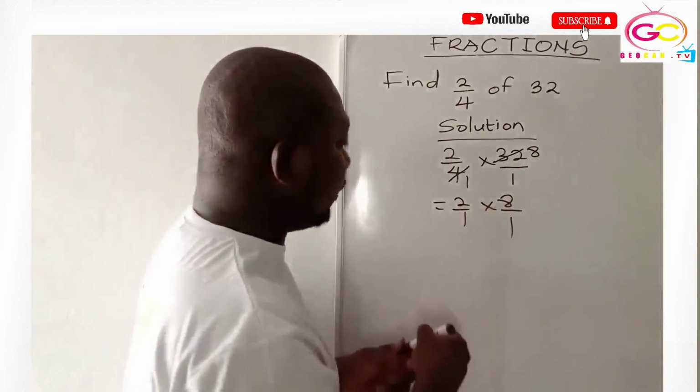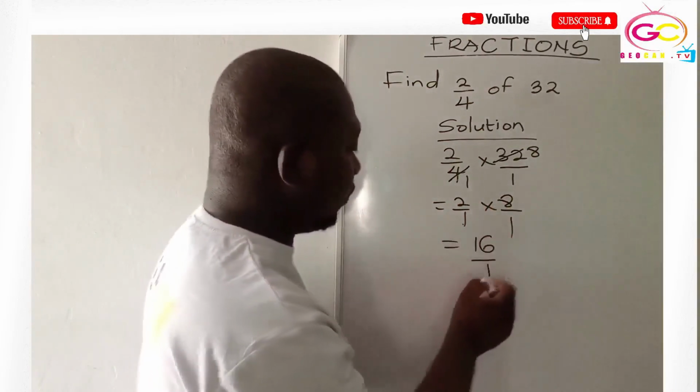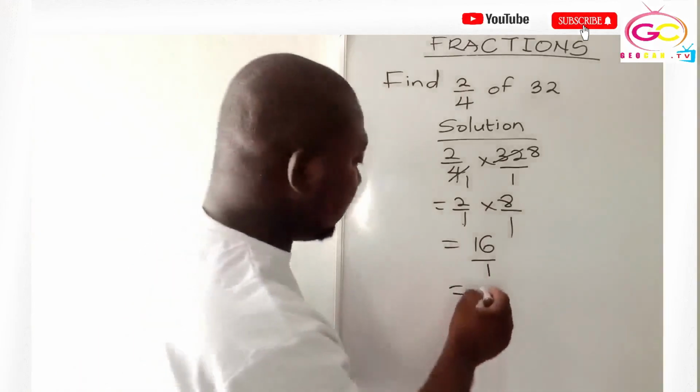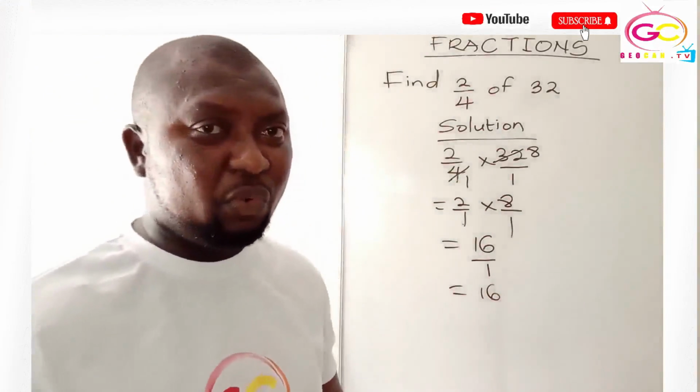Okay, so 2 times 8 will give us what? 16. 1 times 1 will give us 1. Any number over 1 is the same as that number. So we have 16. So our answer is 16. I believe you got it.